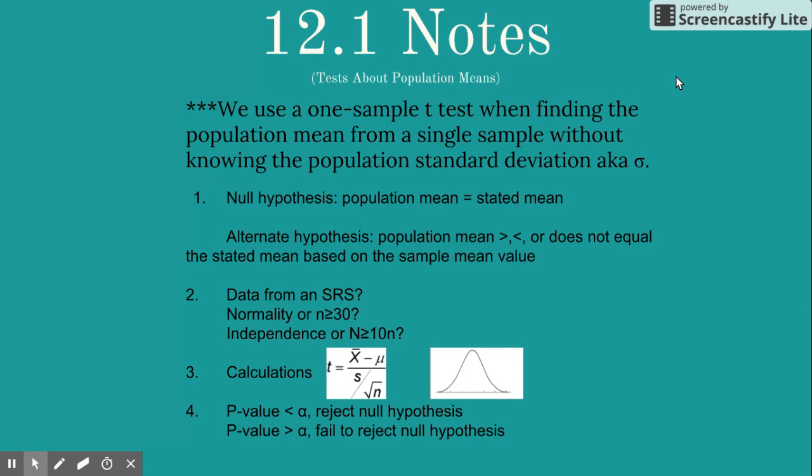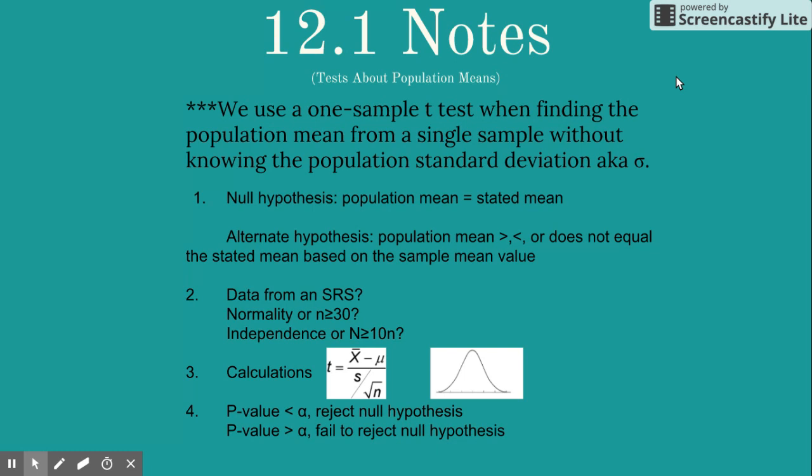Step number 2, you need to meet 3 conditions in order to use this test. The first is data from an SRS. Is it normal, or are there 30 or more observations? And the last one is independence, and that is the population is greater than or equal to 10 times the sample size.